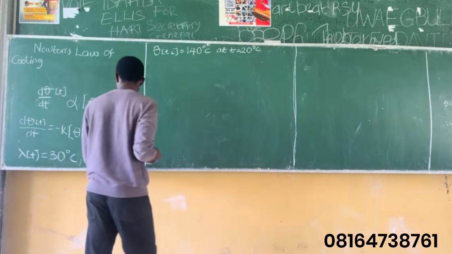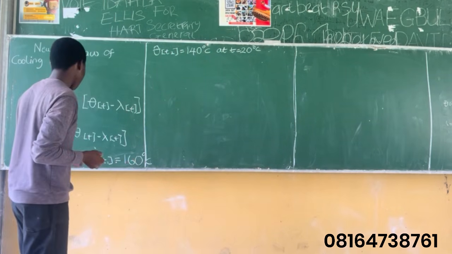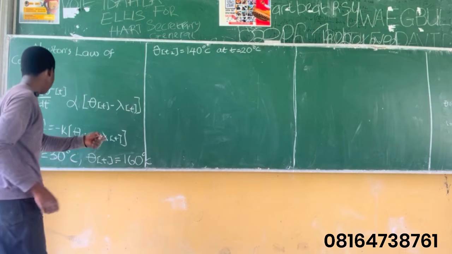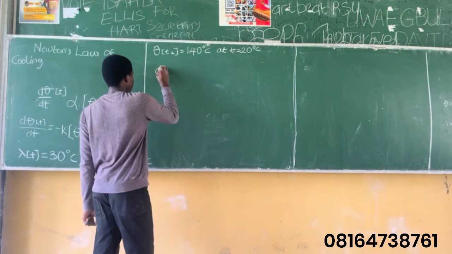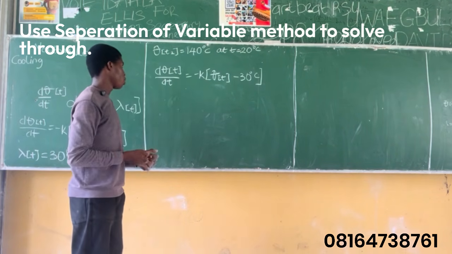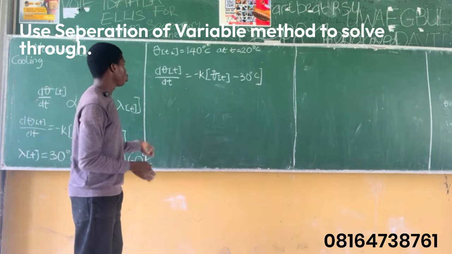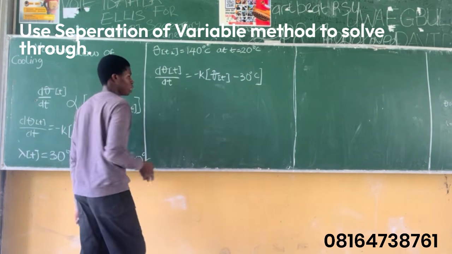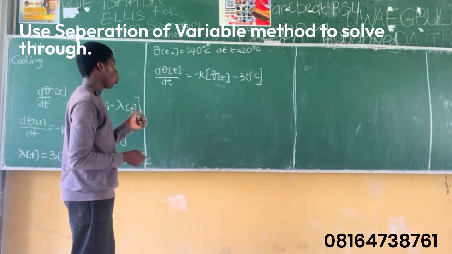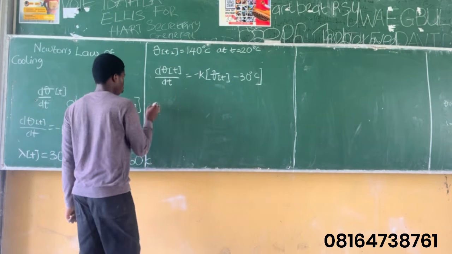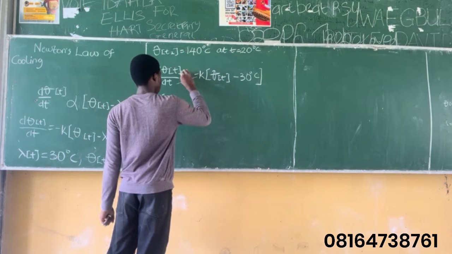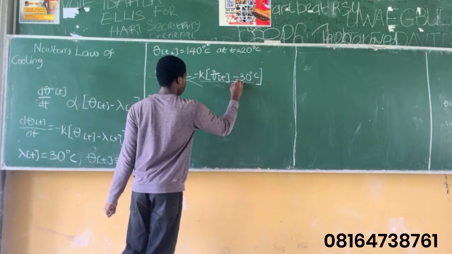So now we input 160 over here, and earlier I told you that 30 degrees remains constant, so it's going to be placed here. So this is dθ/dt. Now using the separation of variables method, we are going to be taking the values of t to one side and the values of theta to one side. So now we are going to be cross multiplying. So this will be minus k. This goes to this and this goes to this. This is all divided by 1.